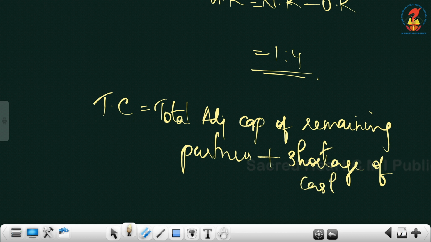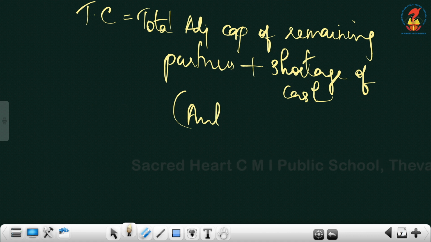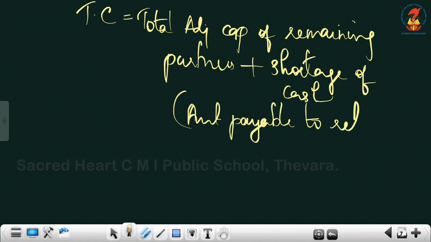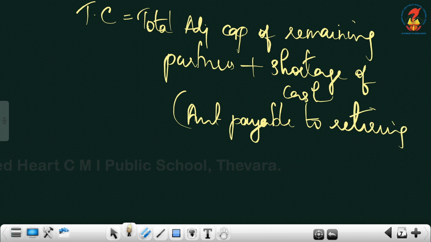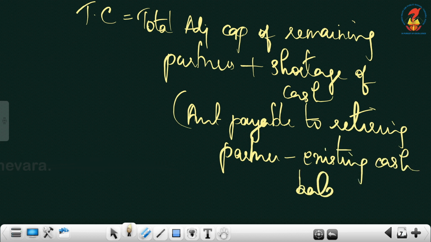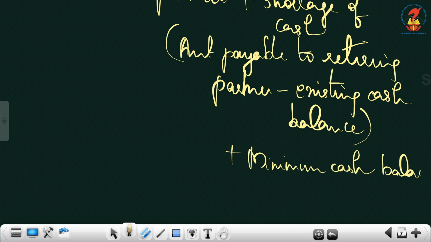What is the shortage of cash formula? Which is amount payable to retiring partner minus existing cash balance. Plus there is one more item to be added, that is the minimum cash balance required.